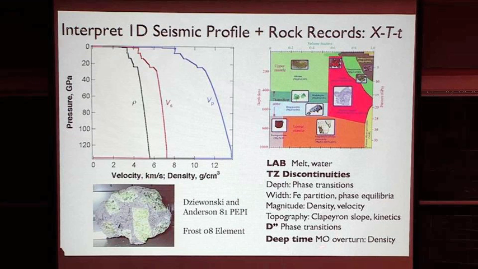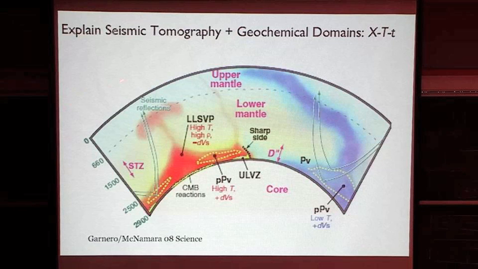For instance, magma ocean overturn, the density would play a very important role, and we need to understand how the density will change when you shift to a different parameter space in terms of pressure and temperature. So this is one goal, looking at the 1D seismic profile. And then, of course, the next one would be trying to explain the seismic tomography together with different geochemical domains.